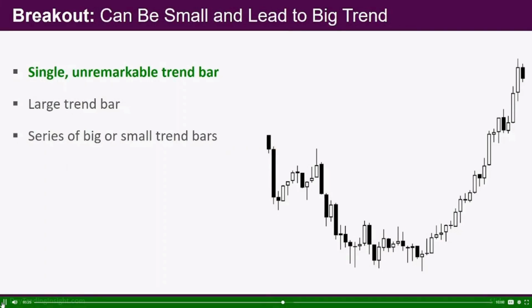While a breakout often is a very big bar, like this big bear trend bar, sometimes it can be a series of small trend bars. For example, here.